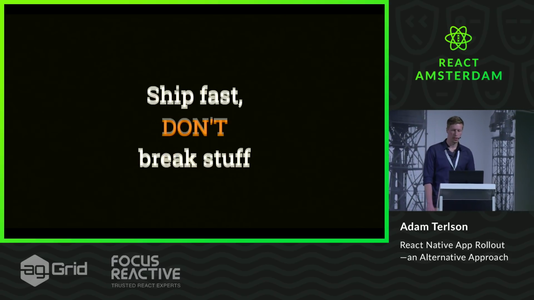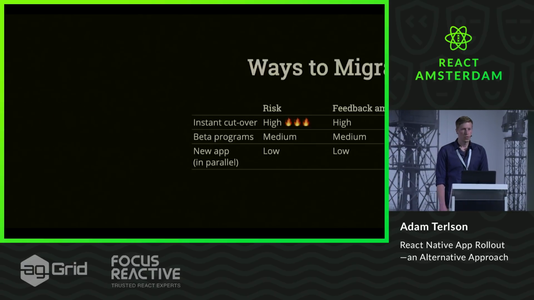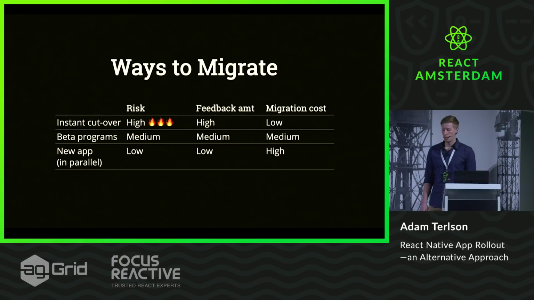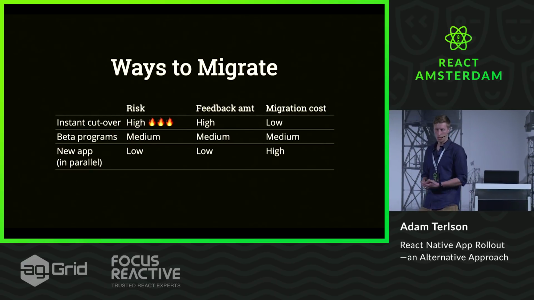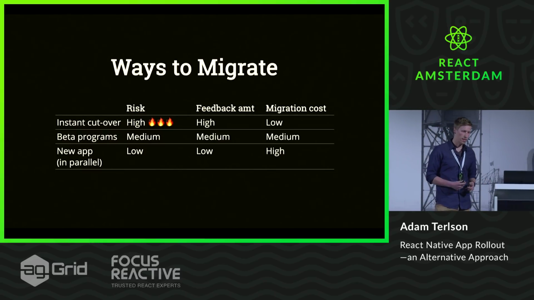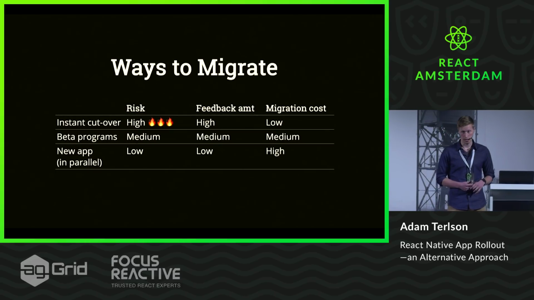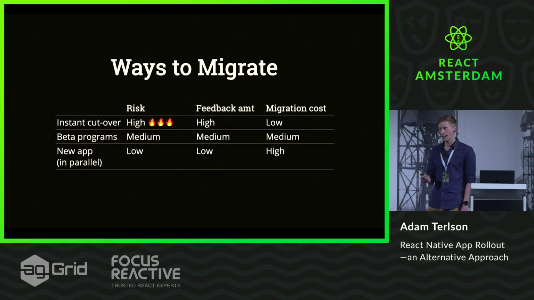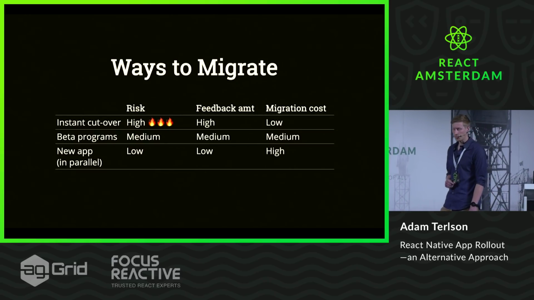So in other words, ship fast, don't break stuff. So what are some ways that we could have used to migrate? Well, the easiest would have been to just simply deploy our new app into the store overnight for everybody. While this has the advantage of being cheap and will definitely get a high amount of feedback, that feedback will be mostly negative, and the risk to the business is incredibly high.